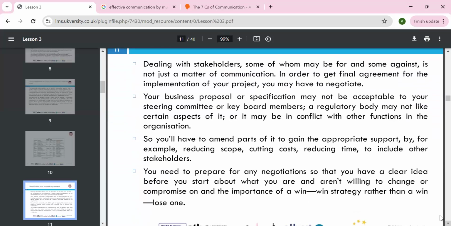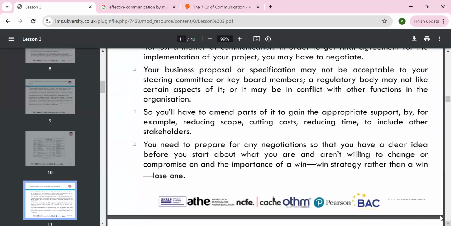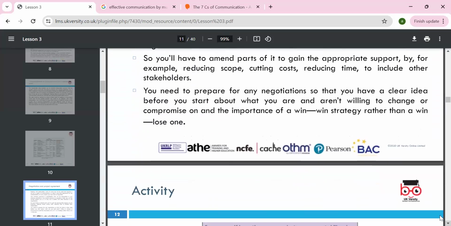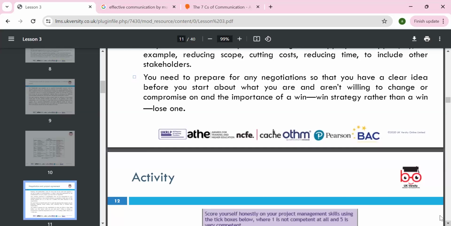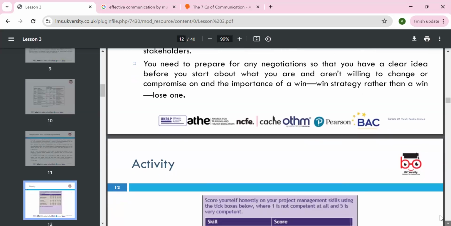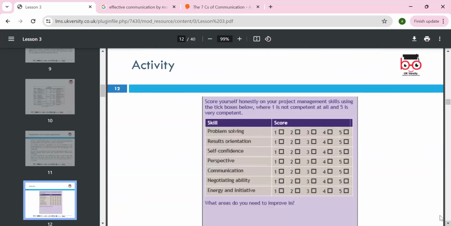You will amend part of the plan to gain appropriate support, for example by reducing the scope, cutting the cost, reducing the time, including the stakeholder. Prepare any negotiation plan or be clear about what you are really willing to change or compromise. Okay guys, it's always good to score yourself honestly on project management skill, problem solving skill, result orientation skill, self confidence, perspective communication, negotiation abilities, and energy and initiative.